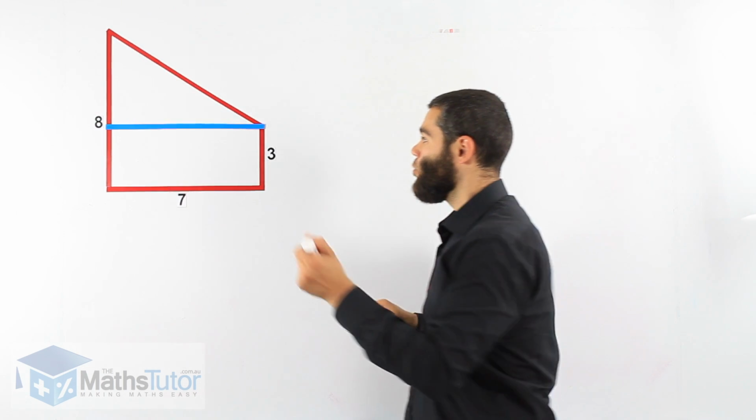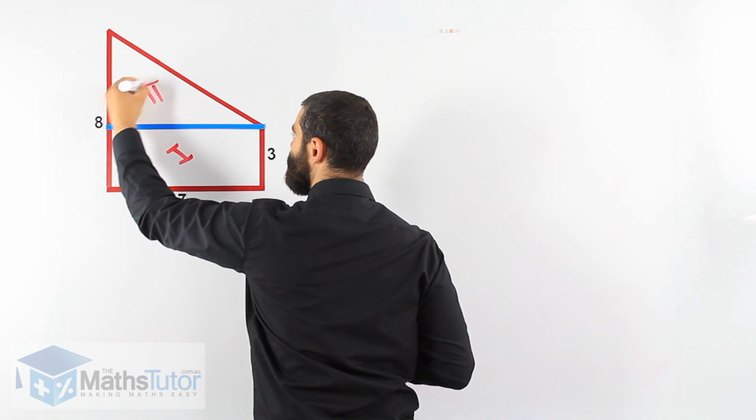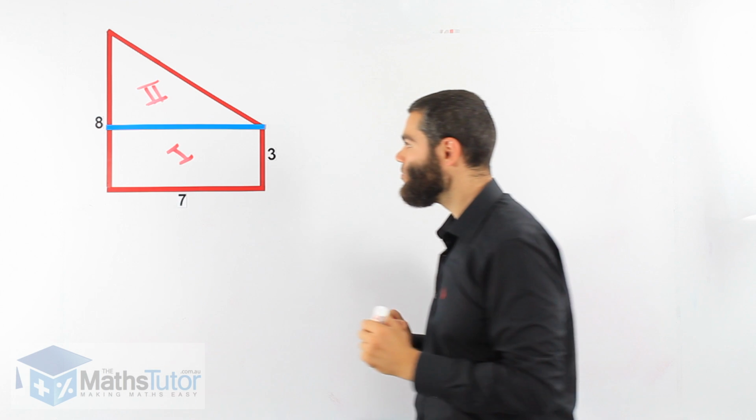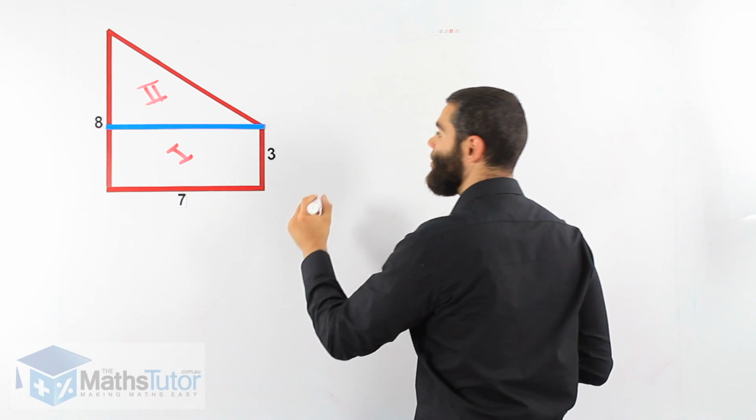Let's get started. We're going to mark area 1 and area 2. Starting with area 1, it is a rectangle. So we know a rectangle.